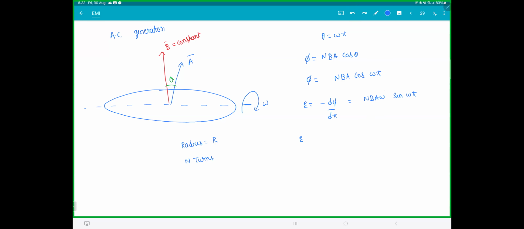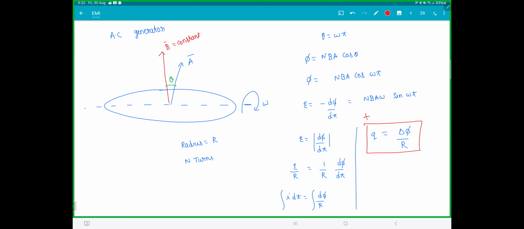Now we can see here EMF is d phi by dt, divided by resistance on both the sides. So this is 1 by R d phi by dt. This becomes current. So I into dt is equal to d phi by R. So if I integrate on both sides, I get charge flown is equal to change in flux by resistance. You should remember this formula, straightforward.